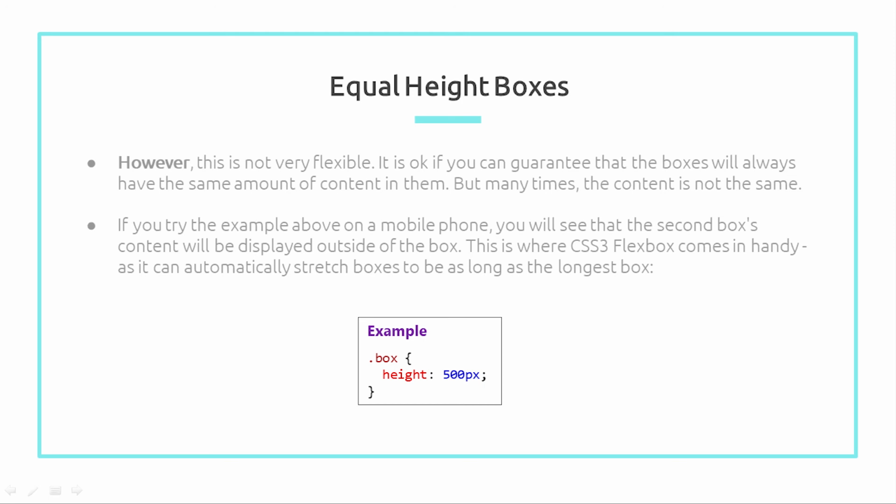If you try the example above on a mobile phone, you will see that the second box's content will be displayed outside of the box. This is where CSS3 Flexbox comes in handy, as it can automatically stretch boxes to be as long as the longest box.